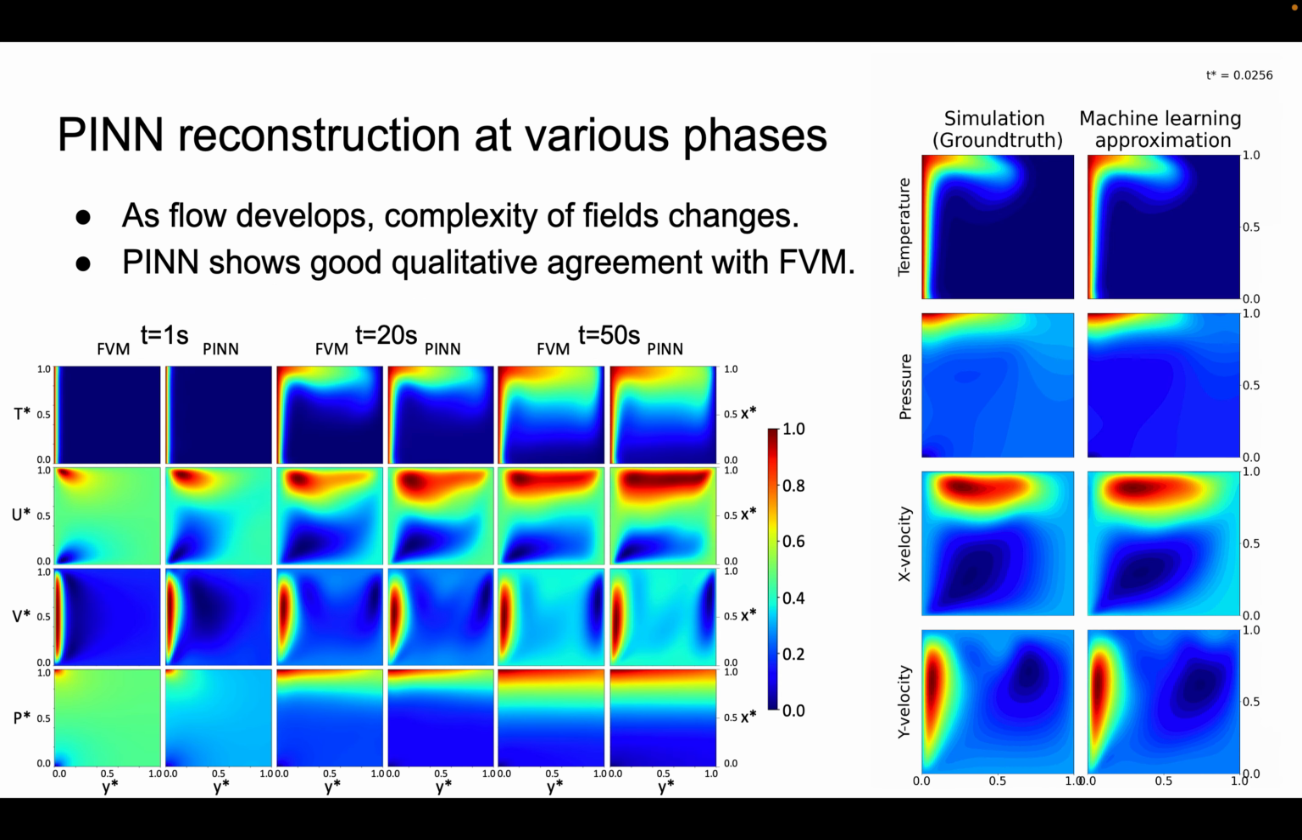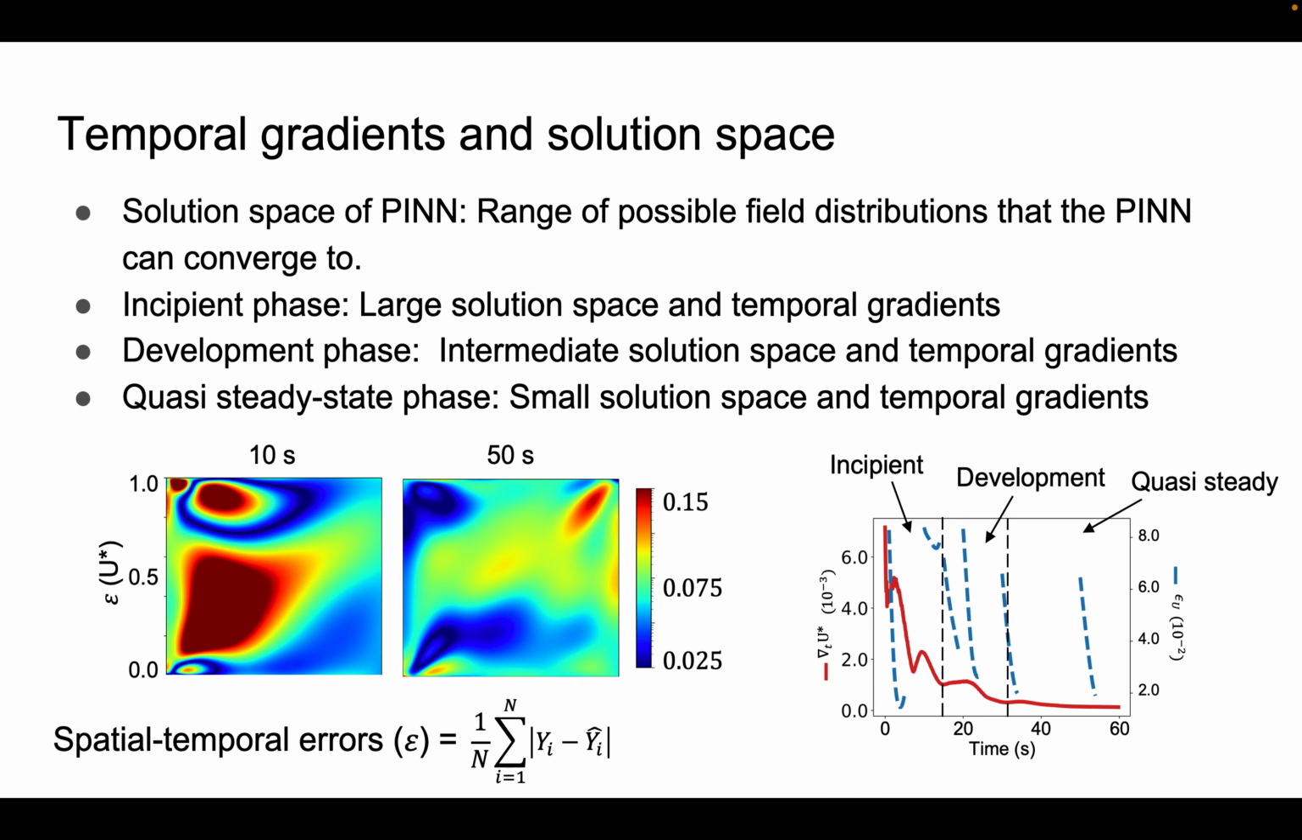Okay, so the results of PINN. So we're looking at the PINN reconstruction at various phases, so at time equals 1, 20, and 50 seconds. You can see more or less it complies and agrees with the FVM results. But we can see that there are some errors in some areas. I have to go a little bit faster here to stay within time limits.